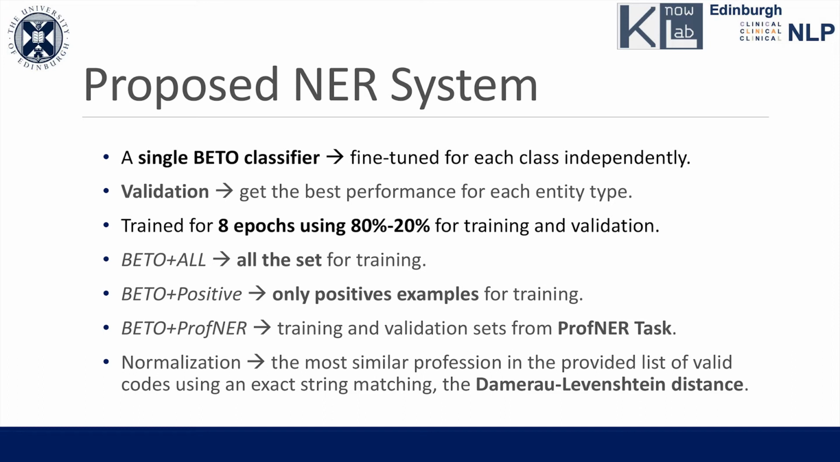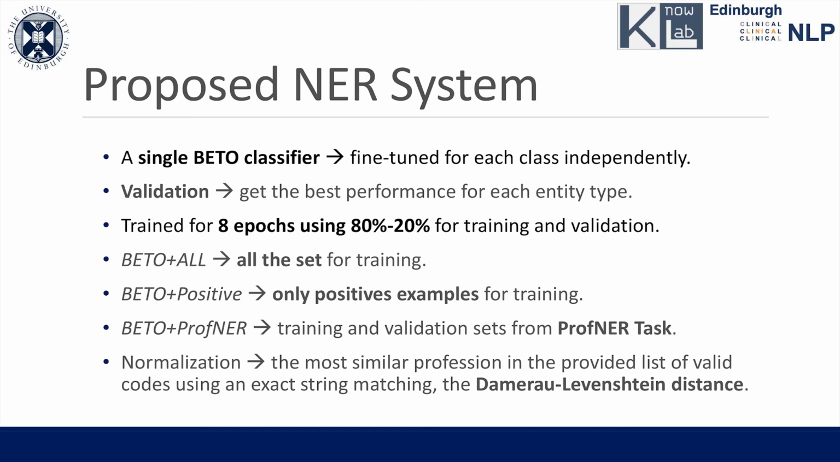We trained the models for 8 epochs, using a split of 80% for training and 20% for validation. We called BETO plus all the system that uses all the training set for training. However, we observed that the performance was 0% for the low representative classes. So we decided to include only the documents that contain positive examples in the training set, which we refer to as BETO plus positive.